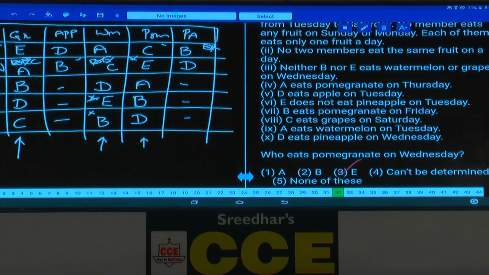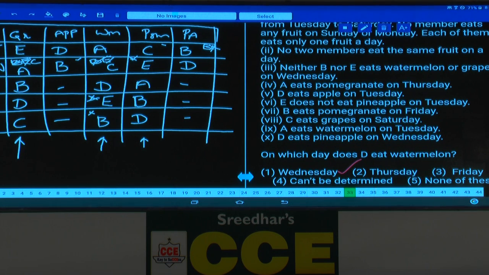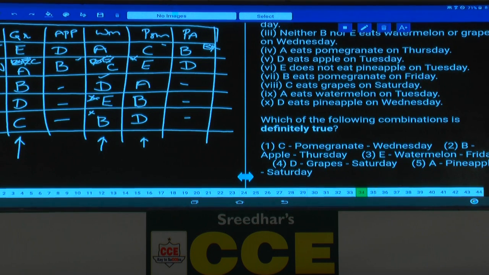Then question number 33. On which day does D eat watermelon? Yes, on which day does D eat watermelon, tell me? D eats watermelon on Thursday, that is choice 2. Then question number 34. Which of the following combinations is definitely true? C, pomegranate Wednesday, is it definitely true? False. Next one, B, apple Thursday, is it definitely true? That is also false. E, watermelon Friday, is it definitely true? Yes, E, watermelon Friday is definitely true, and it is choice 3.